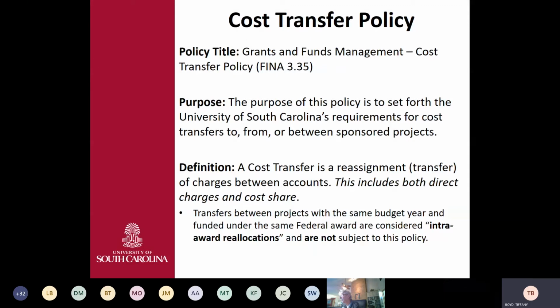We did want to remind you that transfers between projects within the same budget year and funded under the same federal award, that are considered just inter-award reallocations, aren't subject to this policy. So we're not talking about those instances.